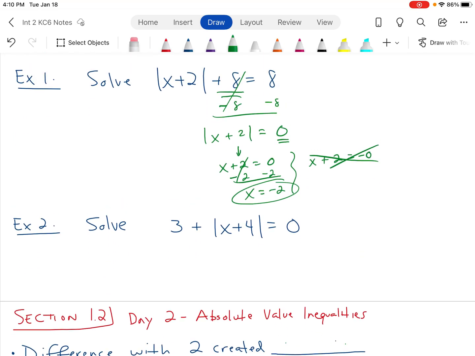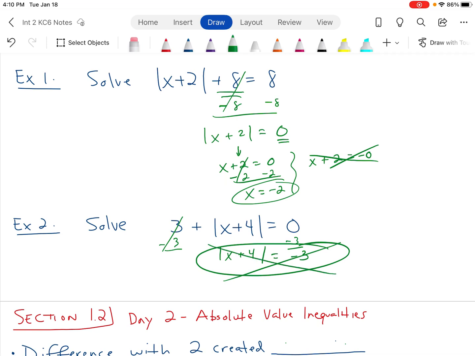And last but not least, I'm going to get rid of this 3 first. Gives me 0 on the left side. I have the absolute value of x plus 4 equal to negative 3. This here also does not exist, because the absolute value of anything, I don't care what x is, cannot equal a negative number. So this is no solution.